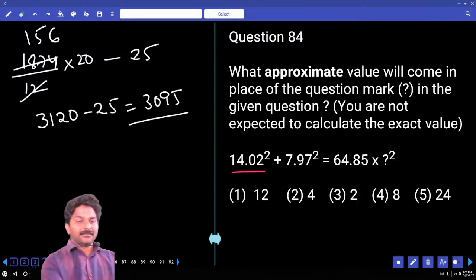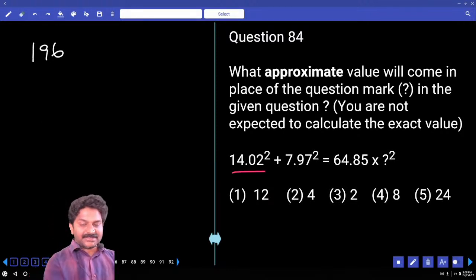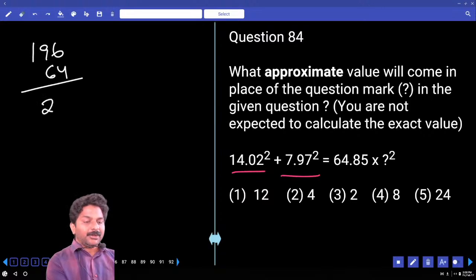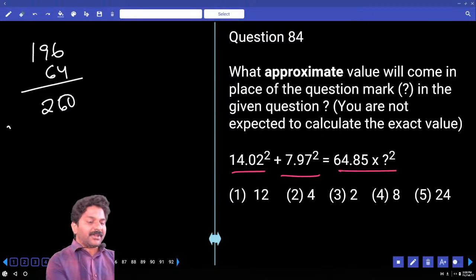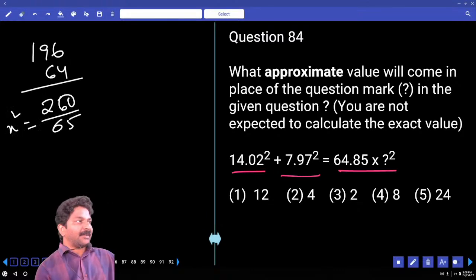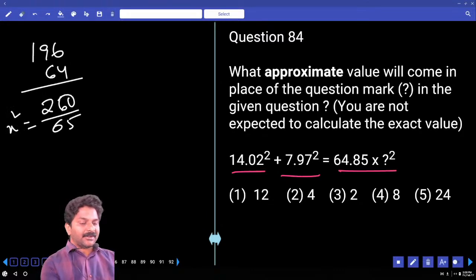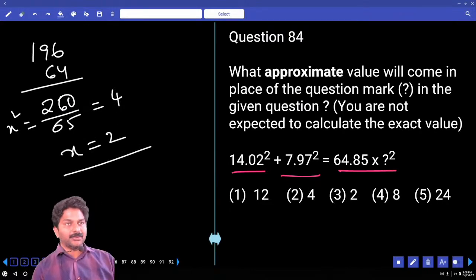14 square, 196. 8 square, 64. Total 260 is equal to 65 into x square. Then x square is equal to 260 divided by 65. 65 double is 130, 260 only, which is 4. X square is 4, x is equal to 2, third option.